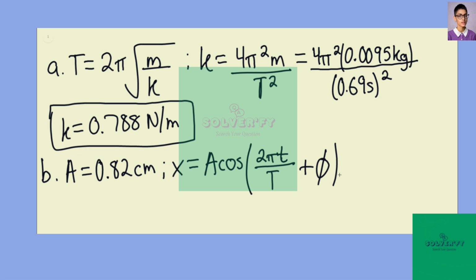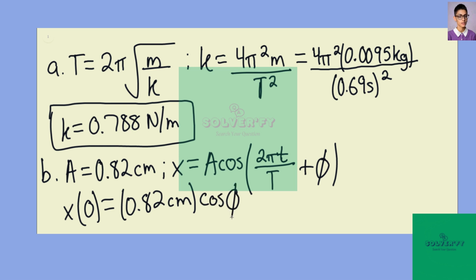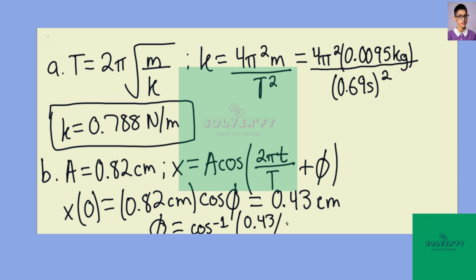We know that the initial position, x of 0, equals 0.82 centimeters times cosine of phi, and we know that this is going to be equal to 0.43 centimeters. So at this point, we can solve for phi and say that phi is going to equal arccosine of 0.43 divided by 0.82, and phi is going to equal plus or minus 1.02 radians.